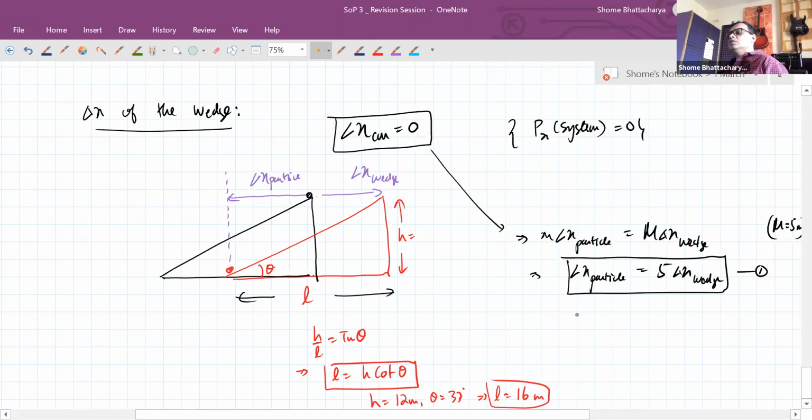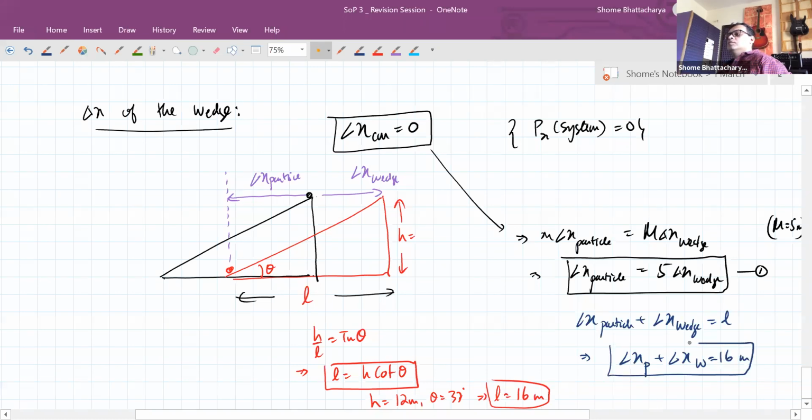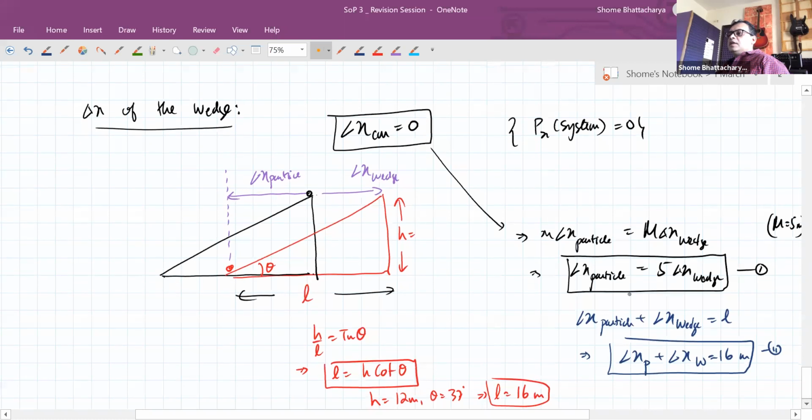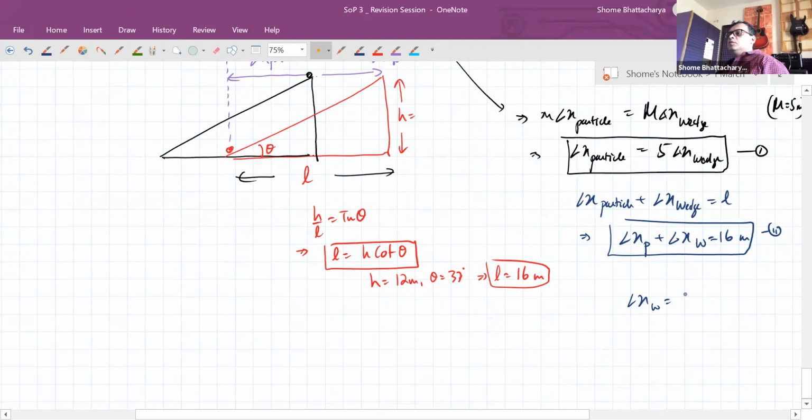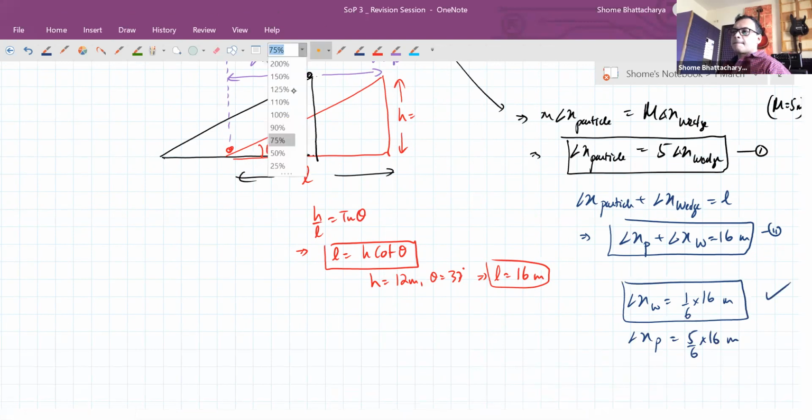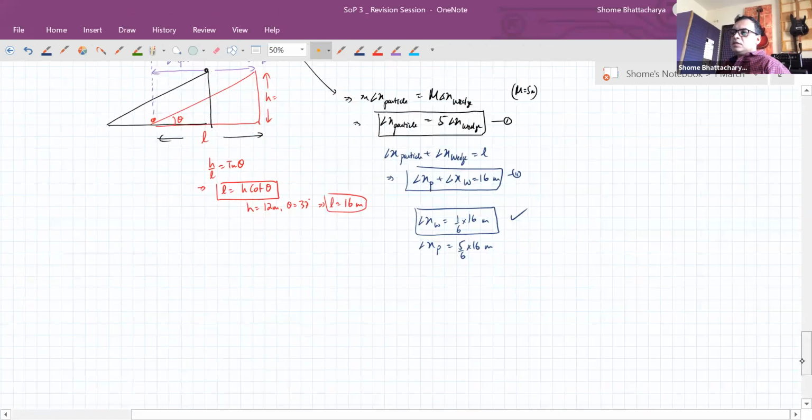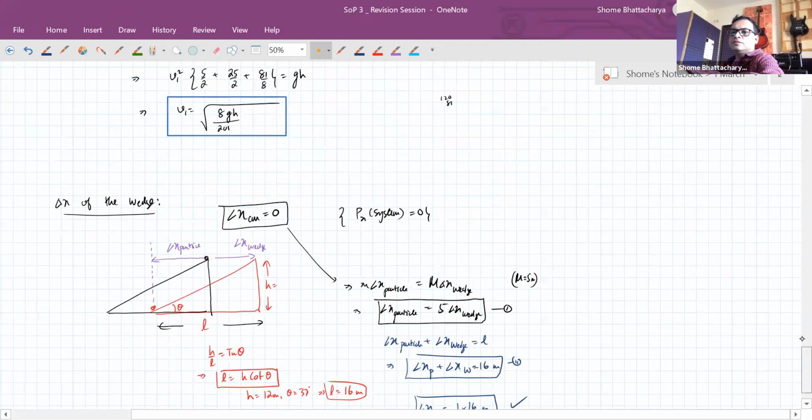And geometrically, you can see that the sum of these two is equal to this length. Okay. So from this, you can see that delta x of the wedge will become 1/6 of 16 meters, and delta x of the particle will become 5/6 of 16 meters. So this is the answer for the second part. So I'll just leave you with a minute to browse through this section also. Then we'll move on to another question.